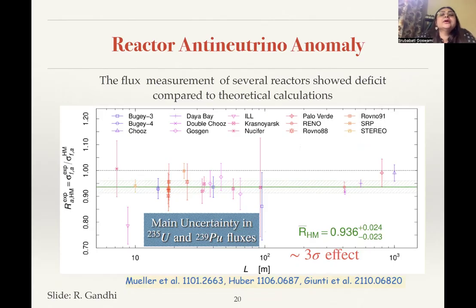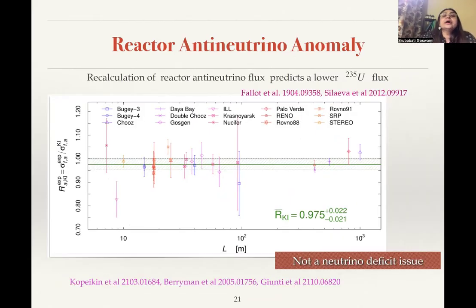Another anomaly which came out was the reactor antineutrino anomaly. The flux measurements of several reactors showed a deficit compared to the theoretical calculation. So this is the result from various reactors, and this is the average, and it was about a 3 sigma effect, this deficit, and the main uncertainty was coming from the uranium-235 and plutonium-239 fluxes. However, there was a recalculation of the reactor antineutrino flux, which predicted a lower uranium-235 flux. And with that, the reactor antineutrino anomaly was not very significant. And then it was clear that it is probably not a neutrino deficit issue. It is more of a flux calculation issue.